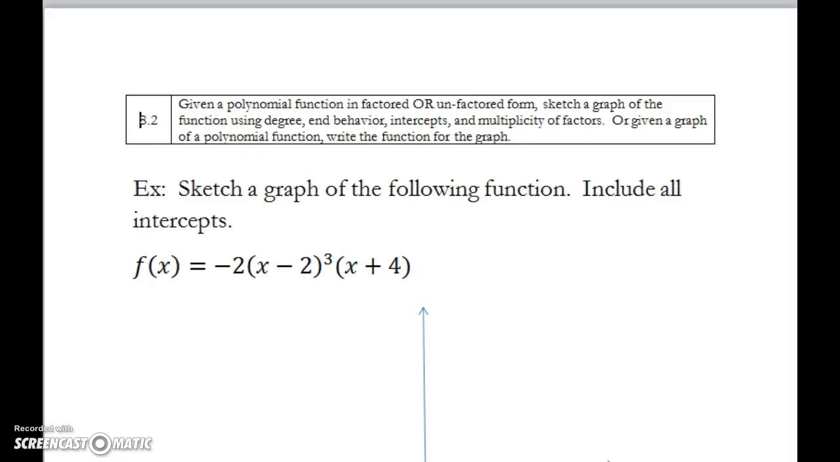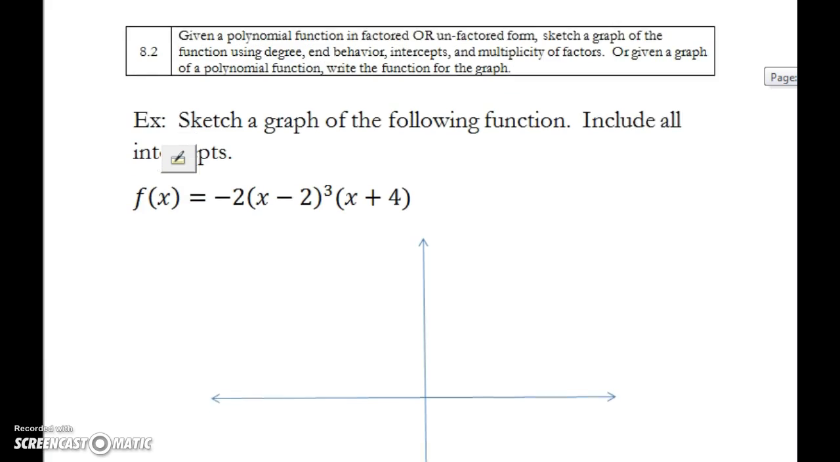Standard 8.2: given a polynomial in factored or unfactored form, sketch a graph of the polynomial function using degree and end behavior, intercepts, and the multiplicity of factors. Or, given a graph of a polynomial function, write the function for the graph. Alright, so let's get our first example.